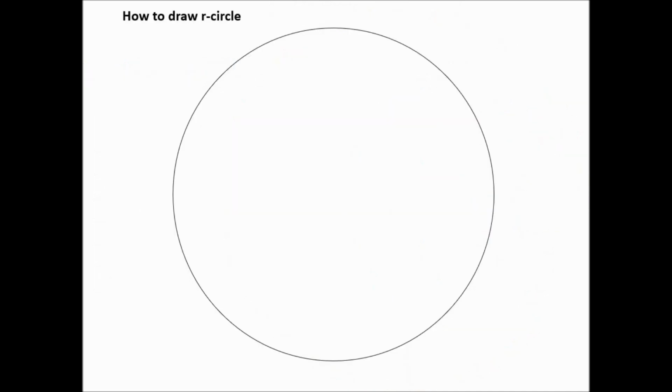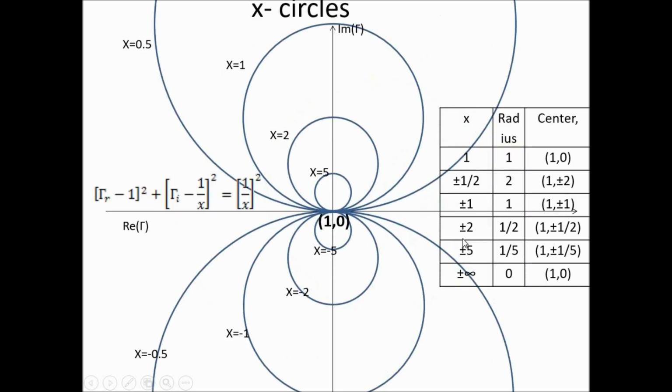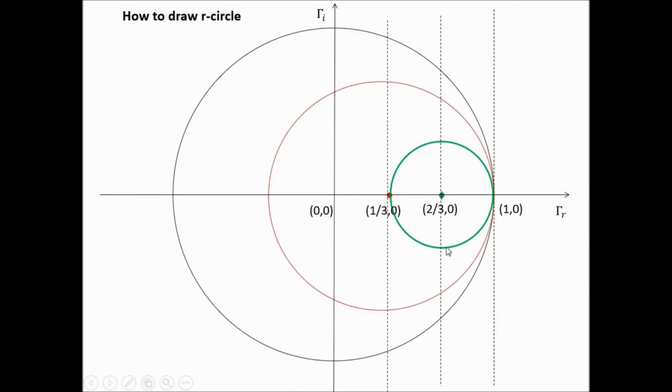Let us take a big circle here, and I put 0, 0. This is my center, 0, 0. Then the first circle will have its center here, the second circle will have its center here, the third circle will have its center here, and so on. So I draw the second circle, third circle, like this. So you get the R circles.